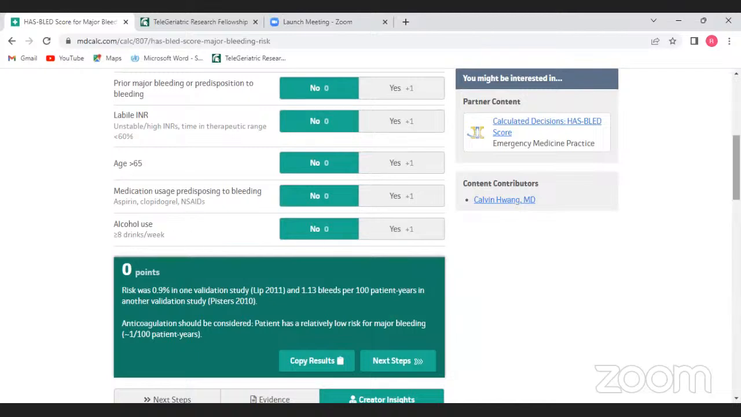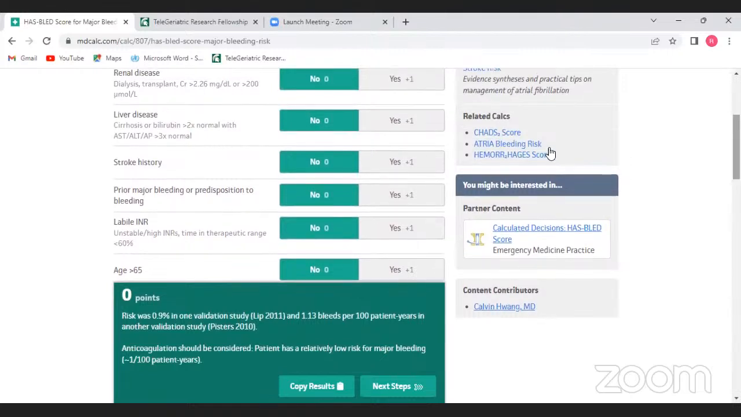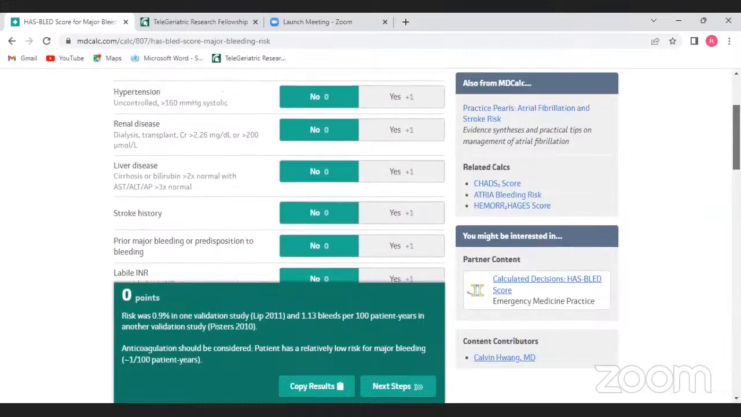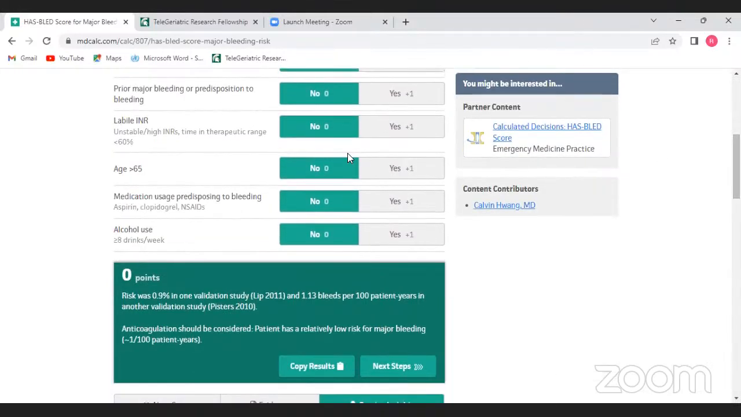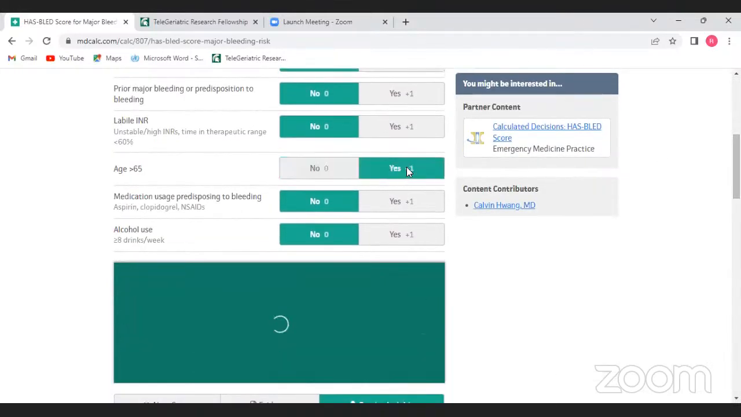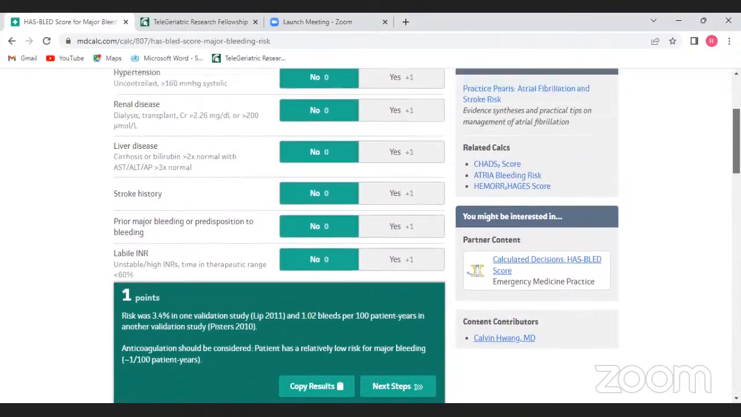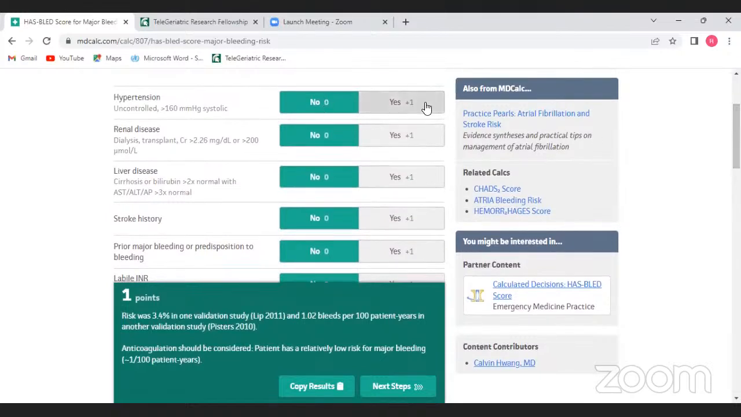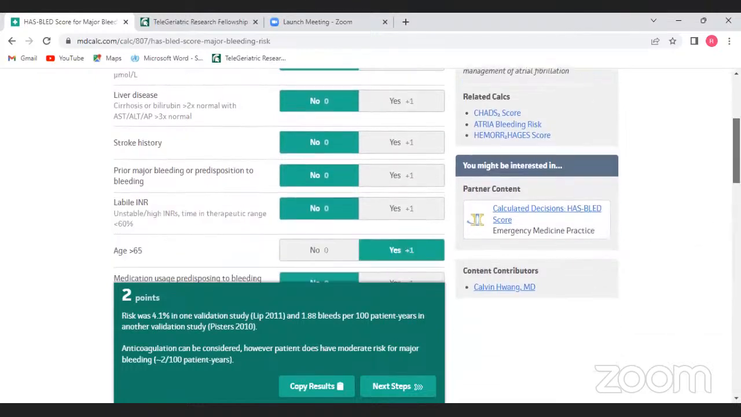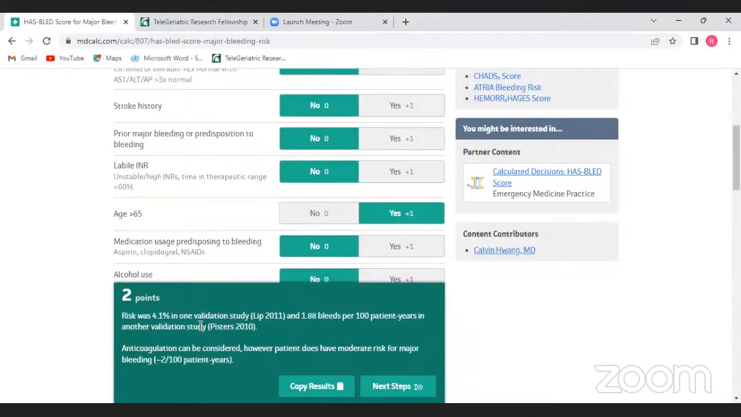Each variable can add 1 to the total score. So if we have a patient whose age is more than 65, and let's say he is hypertensive and his hypertension is uncontrolled, as we see here, the total score for this patient is 2, and you have the comment.